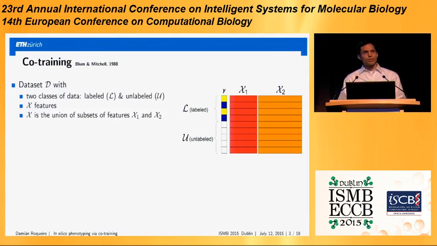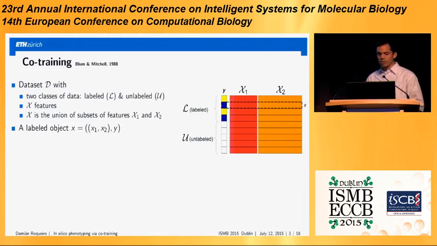Now, co-training requires a partitioning of the feature space in such a way that there are two mutually exclusive views of the features. From the notation point of view, that means that a labeled object X can be defined as the X1 component of the data, followed by the X2 component and a class label.